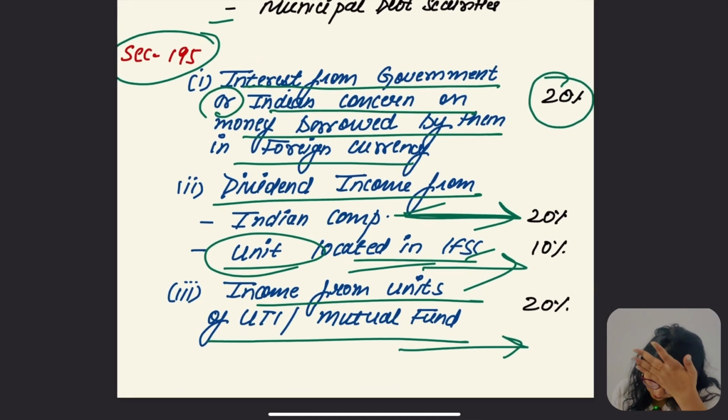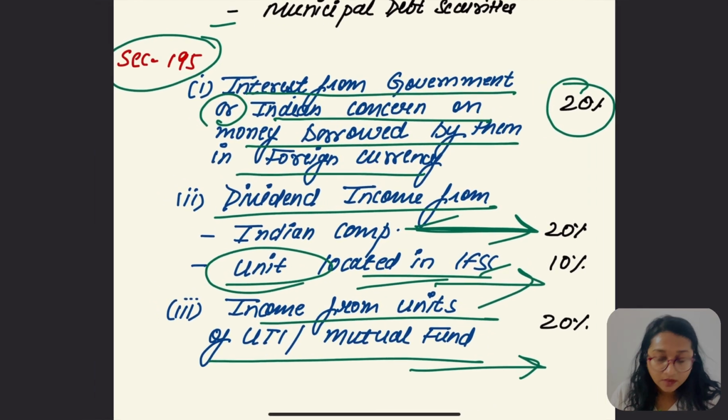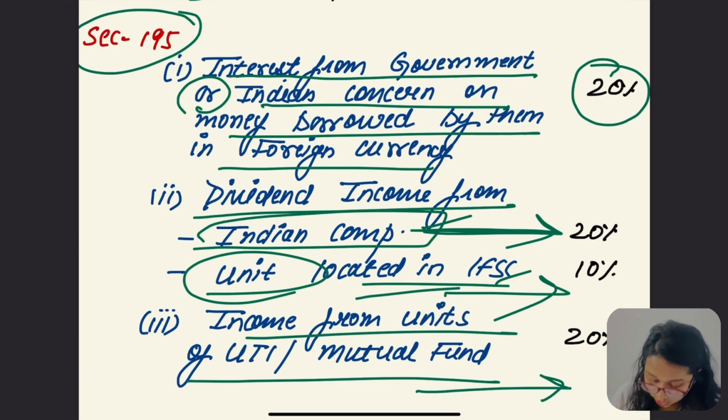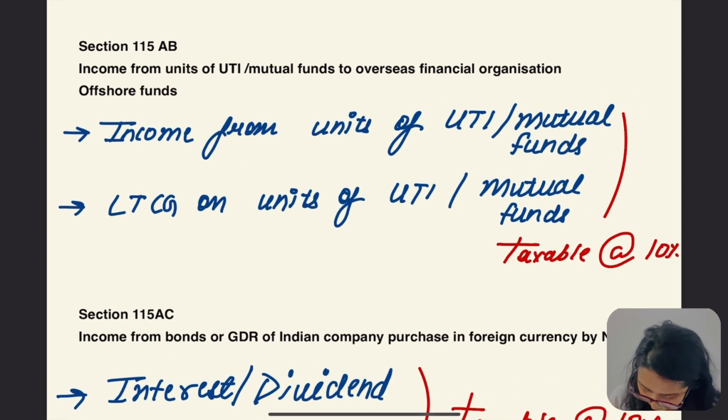So what are they saying? 195 says about the interest from government or Indian concern on money borrowed by them in foreign currency. In that case, 20% is going to be taxable. Dividend income from either Indian company 20%, or from the unit located in IFSC 10%, or the income from the unit of UTI mutual fund, that is going to be 20%. Hope so this part was also clear to you.